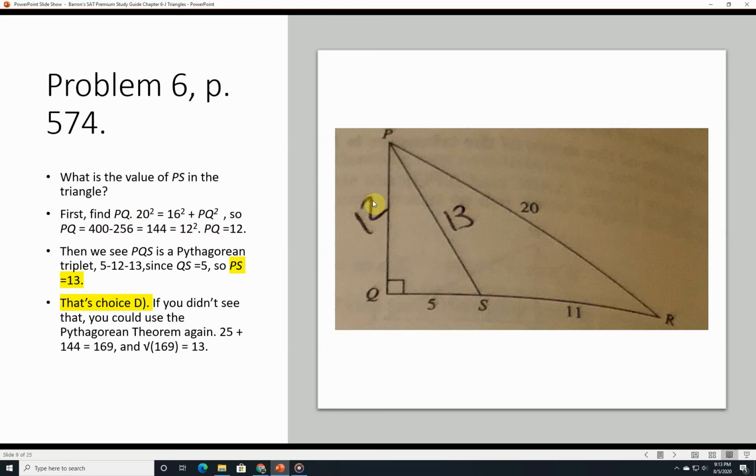So we see 5, we see 12. It's a Pythagorean triplet. So we just know that's 13. Boom, we're done. 13 is choice D.